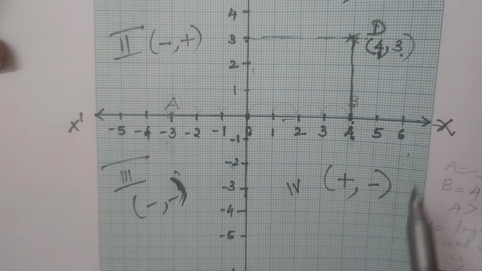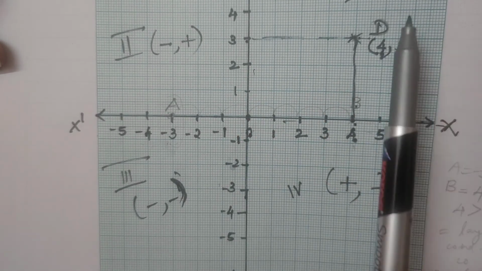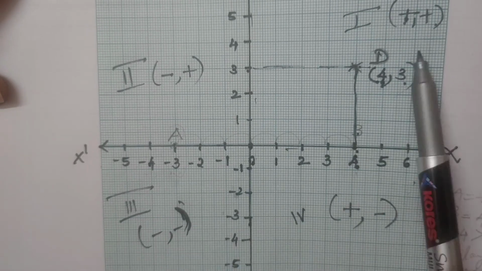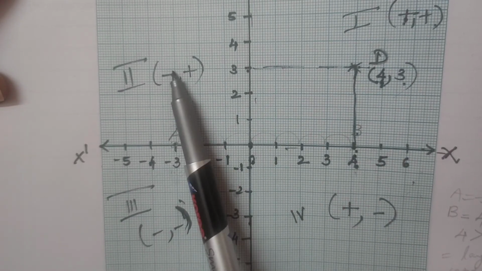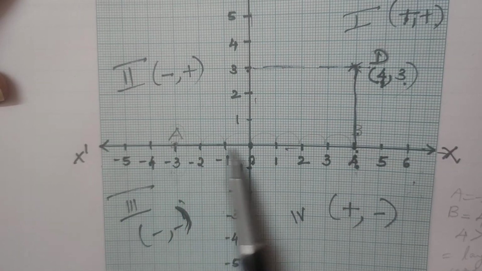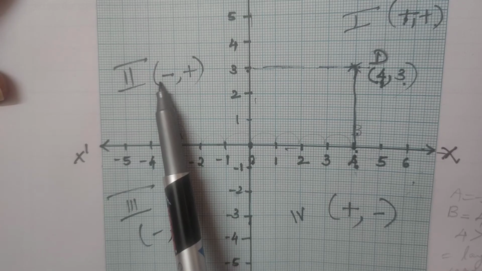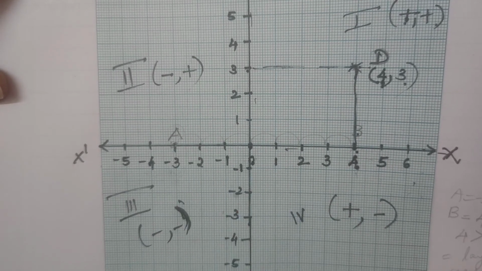So we have 4 quadrants divided like this, plus plus, and its opposite is minus minus, then minus plus. Why has the minus come first? Because of the x coordinate here, minus plus, plus minus.